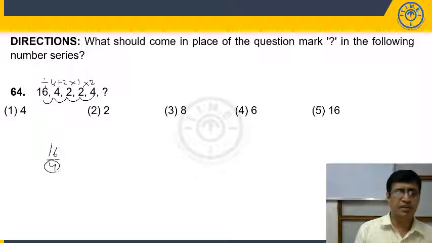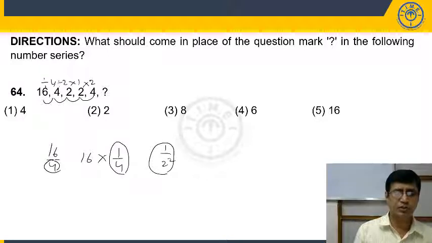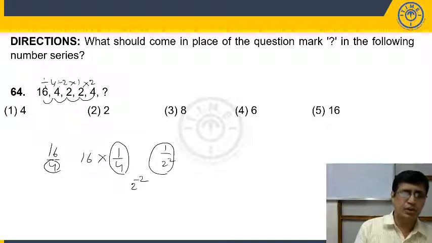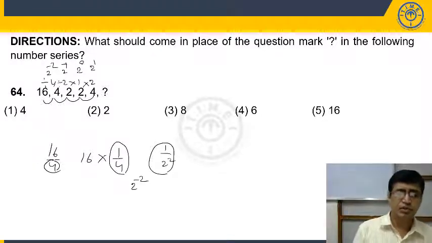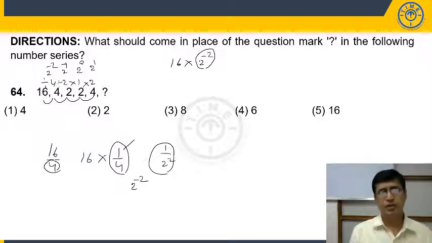Divided by 4 means here we can express this as 16 into 1 by 4. What do you mean by 1 by 4? 1 by 4 means 1 by 2 square. 1 by 2 square can be expressed as 2 power minus 2. Means here we can write this as 2 power minus 2, 2 power minus 1, 2 power 0, 2 power 1. Am I right? So what is the discussion? 16 into 2 power minus 2. 2 power minus 2 means it is 1 by 4. So 16 divided by 4 means it is 4.